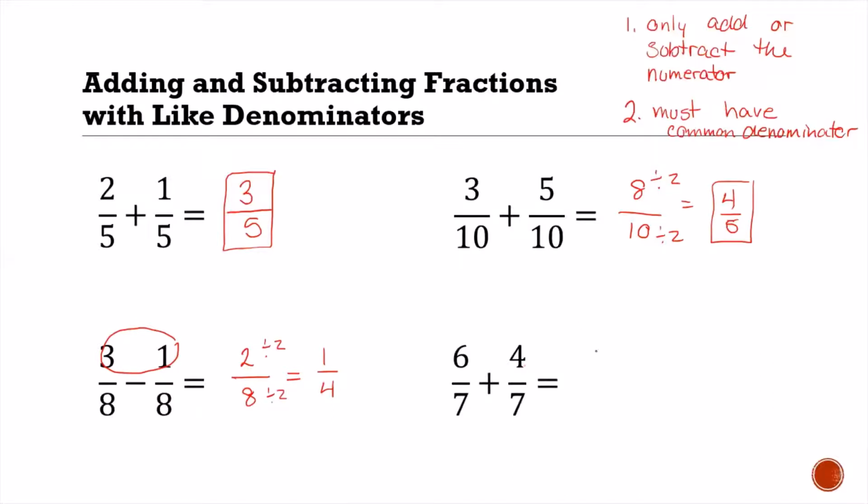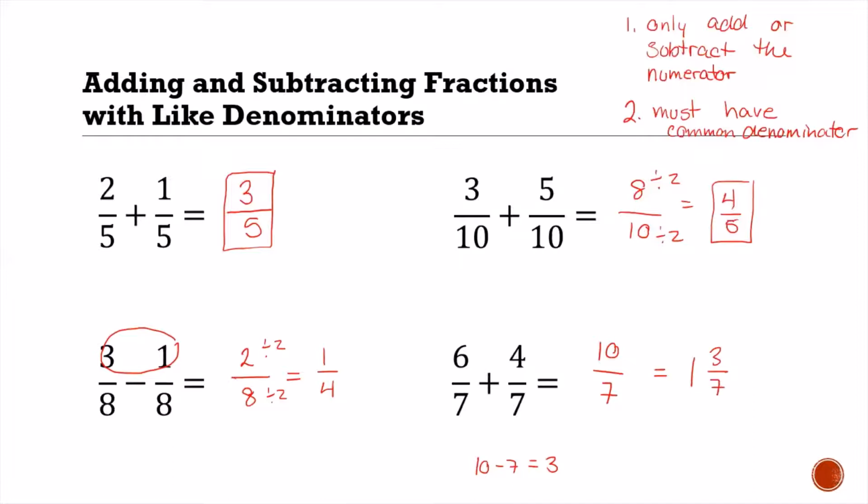6 and 4 leaves me with 10/7. You'll notice here we have an improper fraction, so we need to turn it into a mixed number. In this particular case, there's 1 seven in 10. 10 take away 7 leaves me with 3 left over. So 1 3/7. That's the easiest type of question you can have.